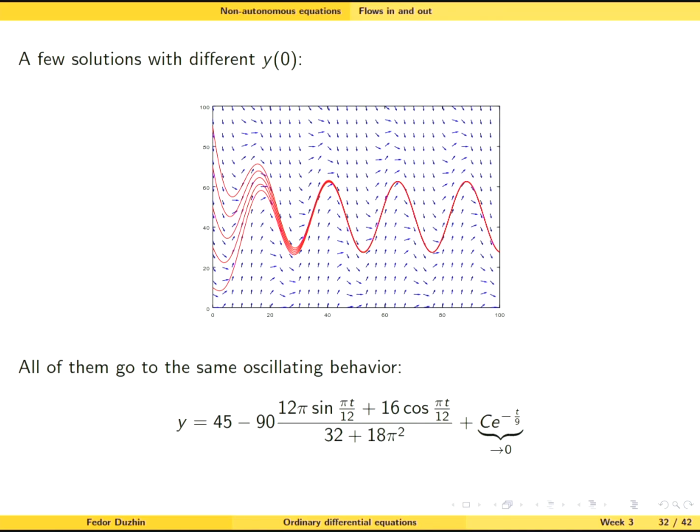So my main purpose is to show that this is a periodic function, and this part just goes to 0 when t approaches infinity. It means that eventually, no matter what the amount of tars was initially, the amount of tars is going to just oscillate according to this periodic function after a few days.